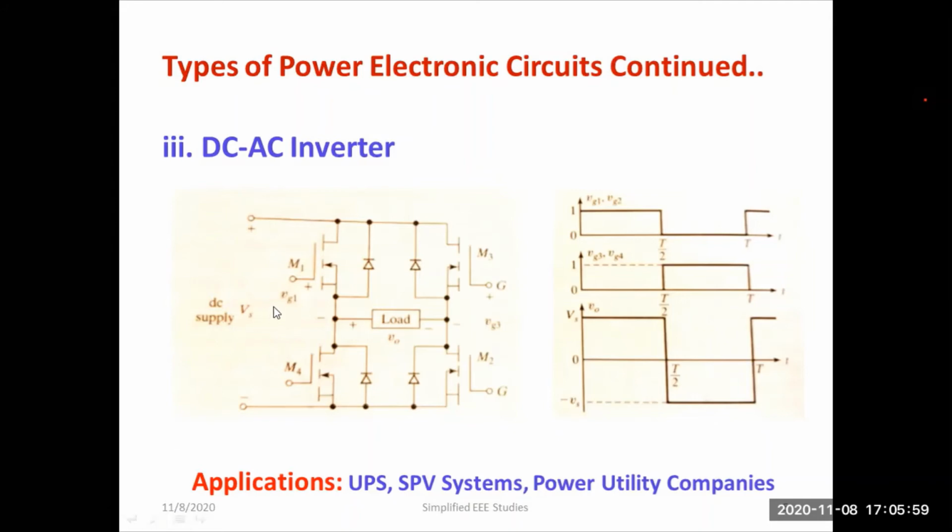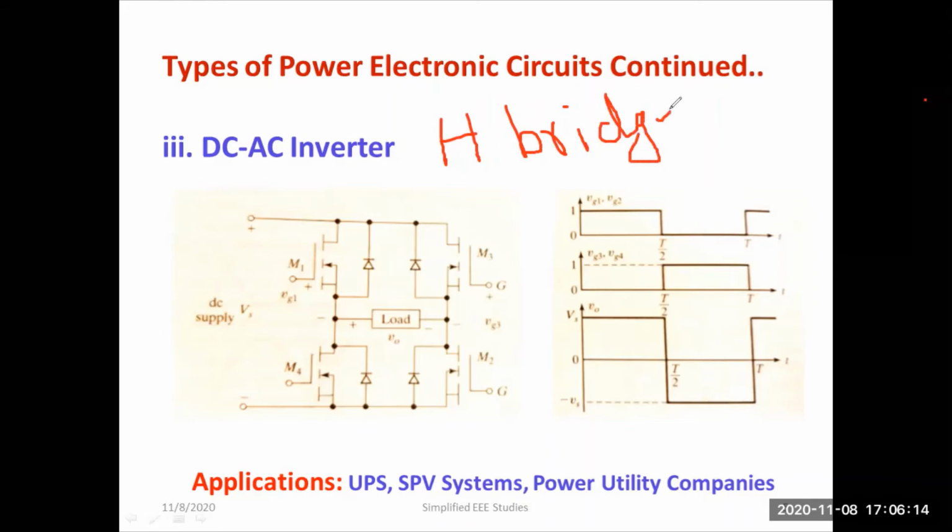Now let us study how it converts the DC supply into an AC supply with the help of an inverter. As you can see, this is an H bridge structure. In English alphabets, it's an H, so it is an H bridge inverter. You can note this down. You can compare it with the English alphabet.